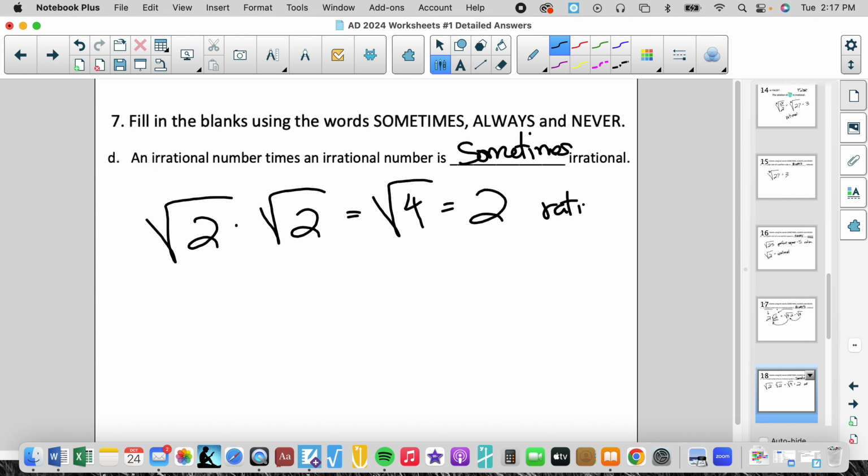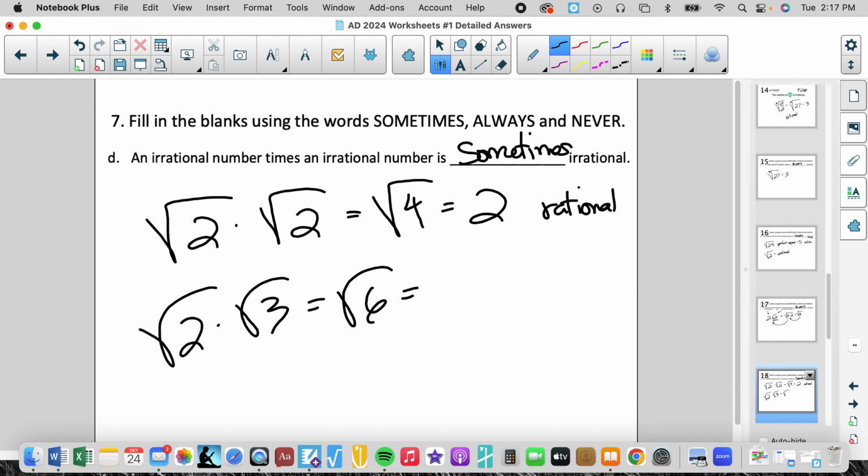So an irrational times an irrational gives me a rational. And what if I do the square root of 2 times the square root of 3, which equals the square root of 6? That's going to produce an irrational number. So sometimes they produce irrational, sometimes they produce rational. Super good.